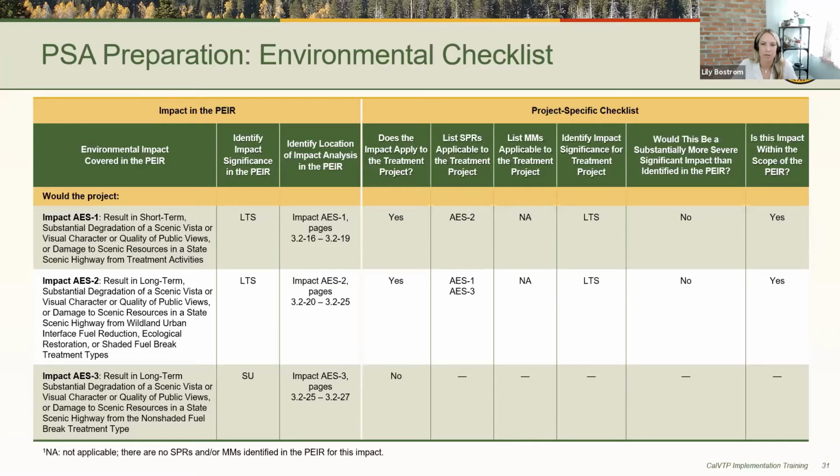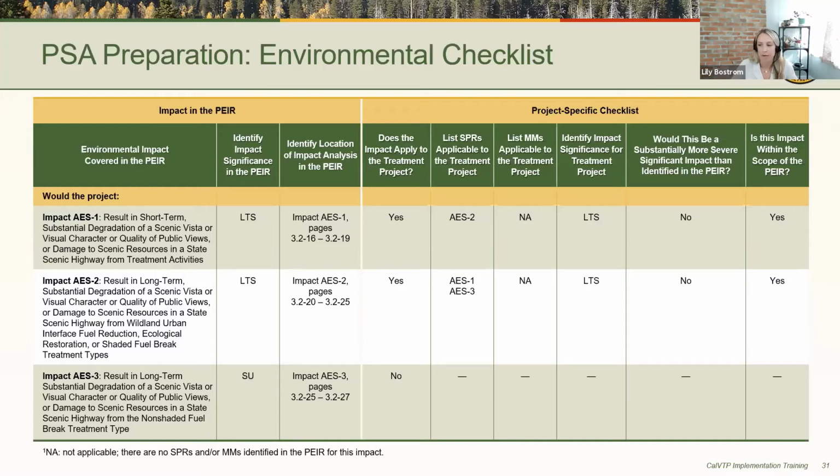It may look similar to an initial study if you've prepared one of those before, but we have tailored this specifically so that you can make your within the scope findings. The first column includes the specific impacts from the CalVTP program EIR. The second column identifies the significance of that impact from the program EIR, and the third column identifies the page number where the impact analysis for that impact is provided in the program EIR. So these columns will not change and are pre-populated in the PSA template that you will be using.